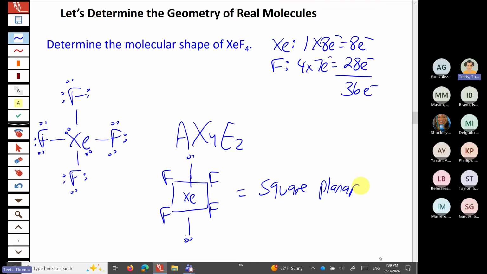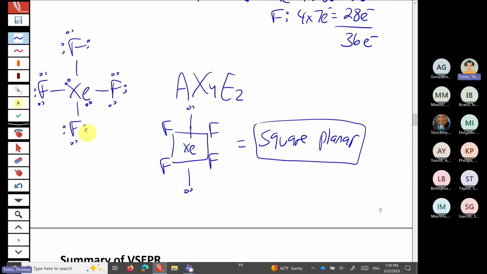All right, so that's a pretty uncommon geometry as it turns out for a main group molecule. This is one of the only examples of square planar that you'll come up with. All right, any questions on that? Yes, sir.